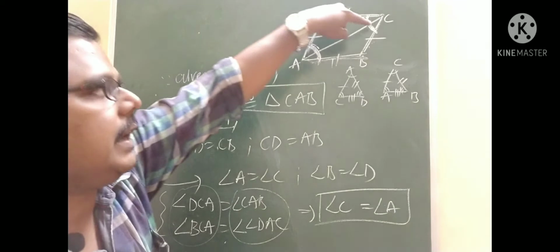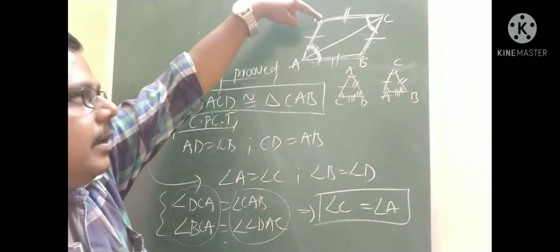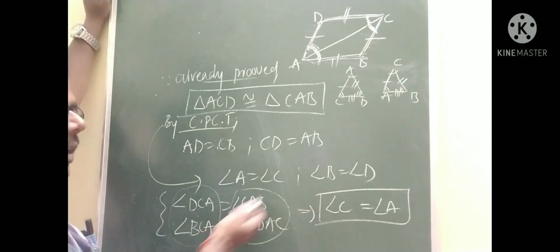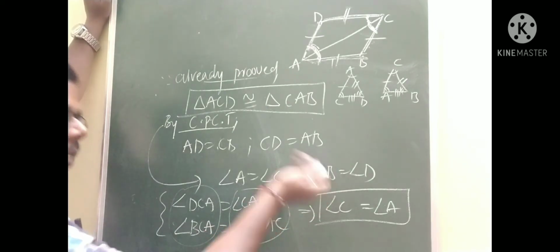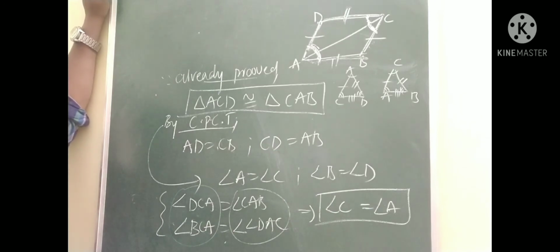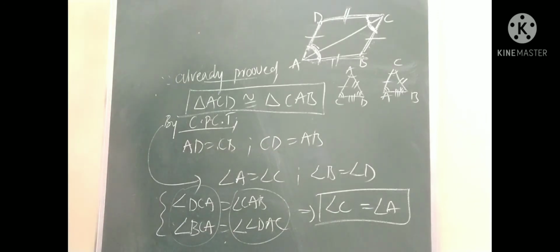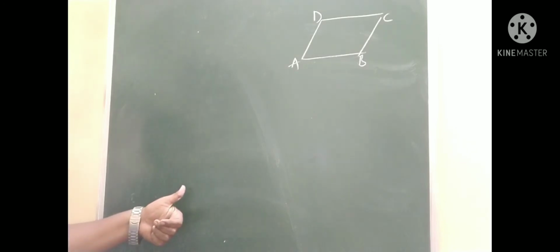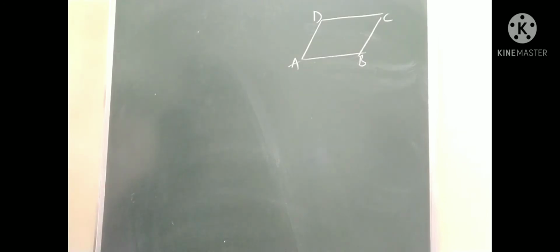When you have proved this angle C is equal to angle A, you can take the other combination and use the same technique, and you can prove angle B is equal to angle D also. Okay, so in this manner, in a parallelogram, opposite sides are equal and at the same time opposite angles are also equal. Okay, now let's move on to the next one. Second property. What is the second property? In a parallelogram, opposite sides are equal. So not only opposite sides are equal, opposite angles are also equal.